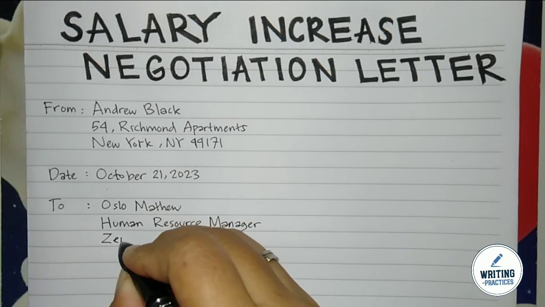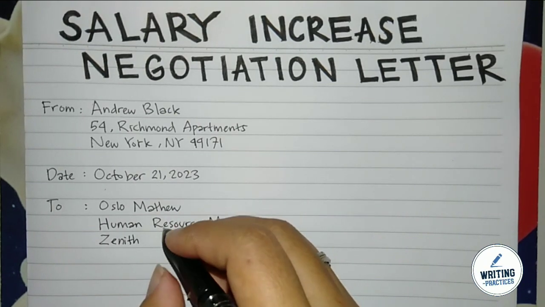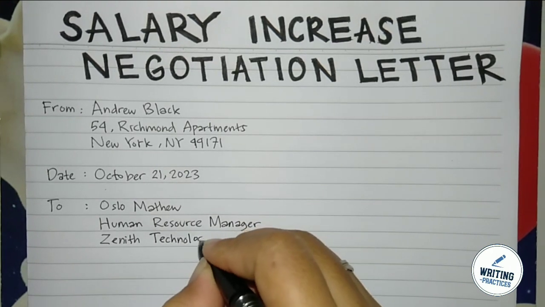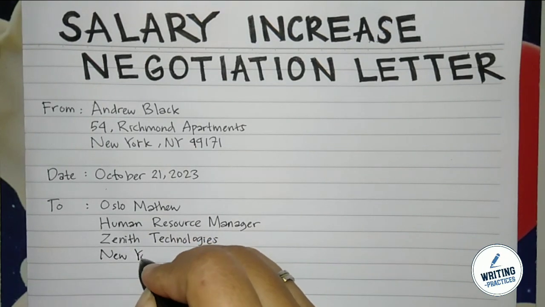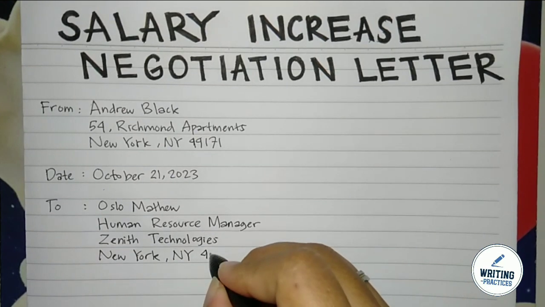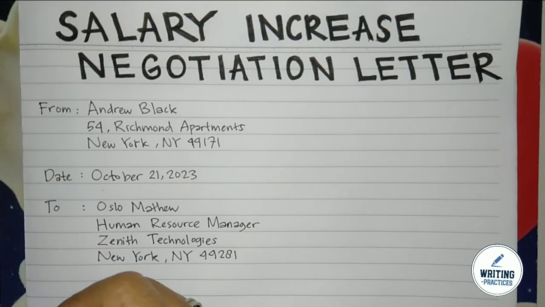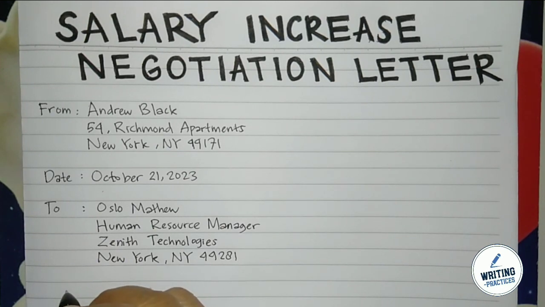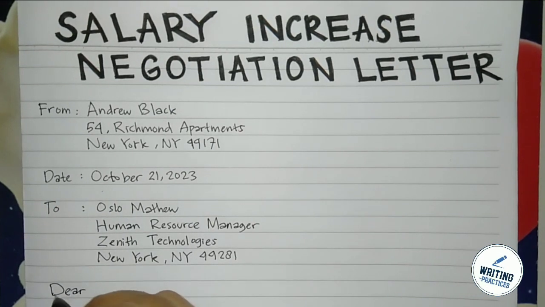Under it, write the company name. And write also the address of the company. You can mention the number, street name, city, state, and zip code. Once you have finished, you can start the letter with a salutation like Dear Mr. or Mrs. or Ms., followed by the last name of the recipient.